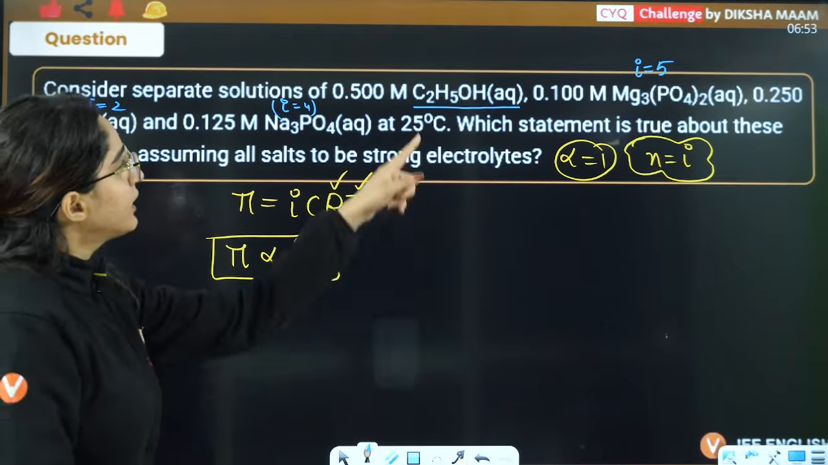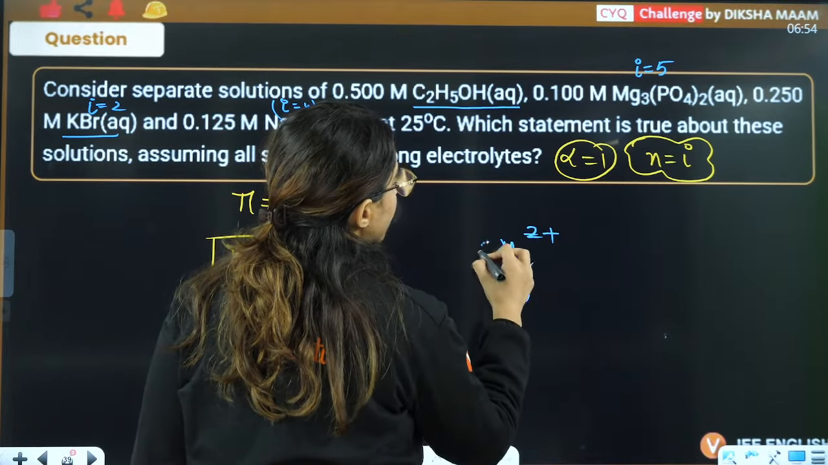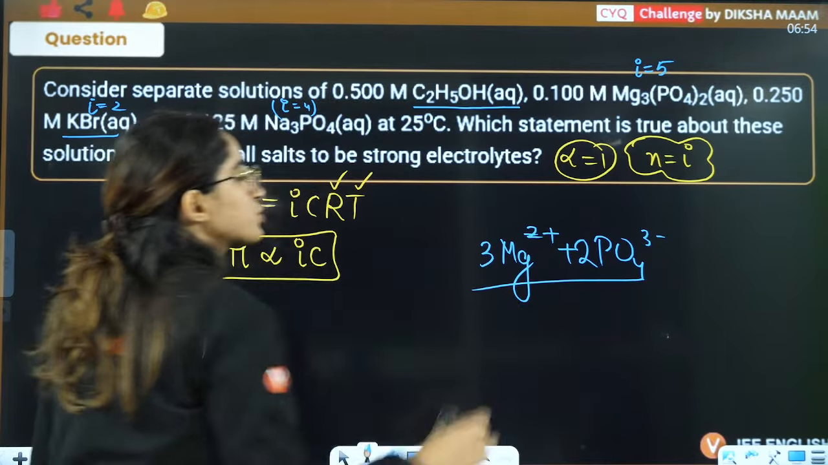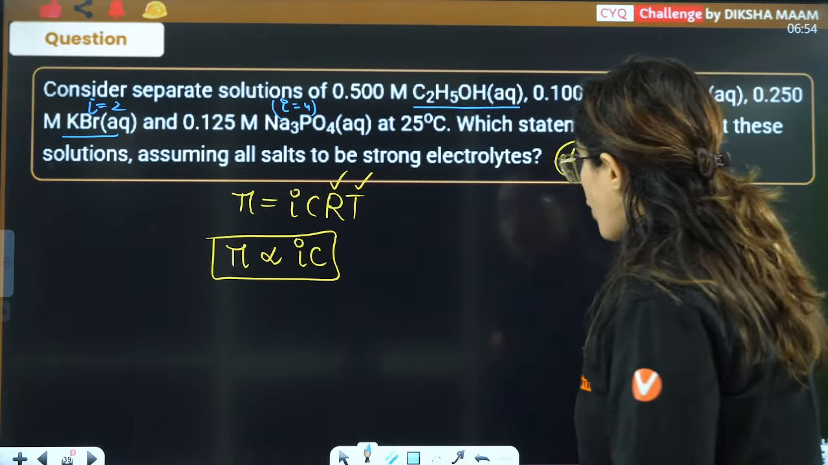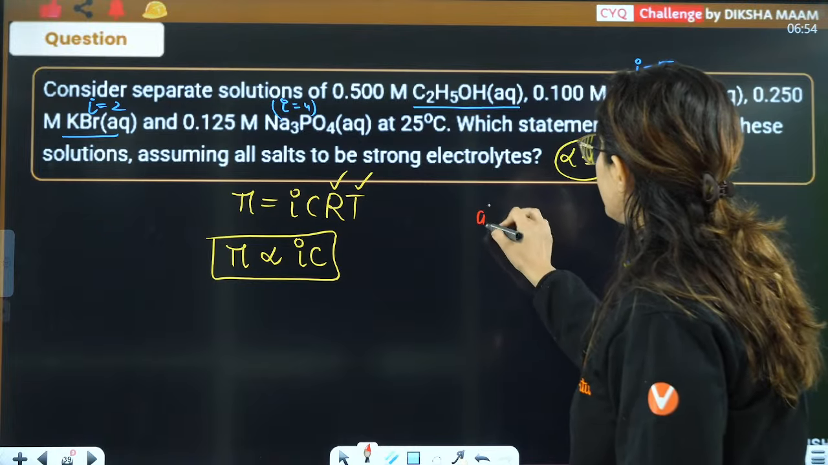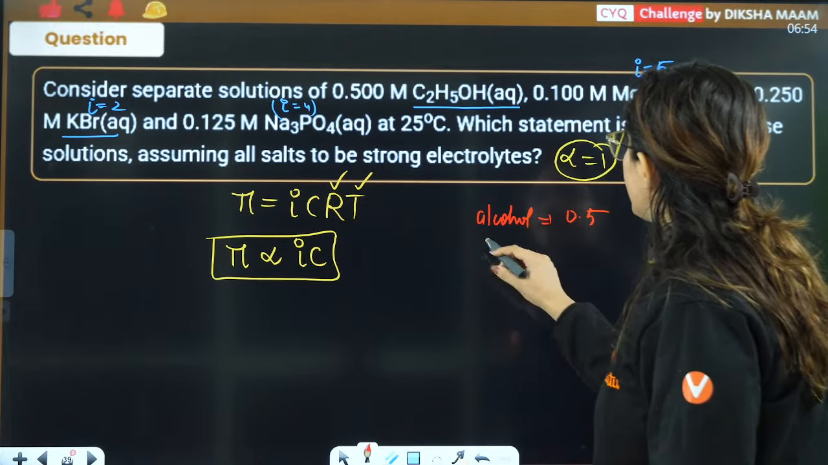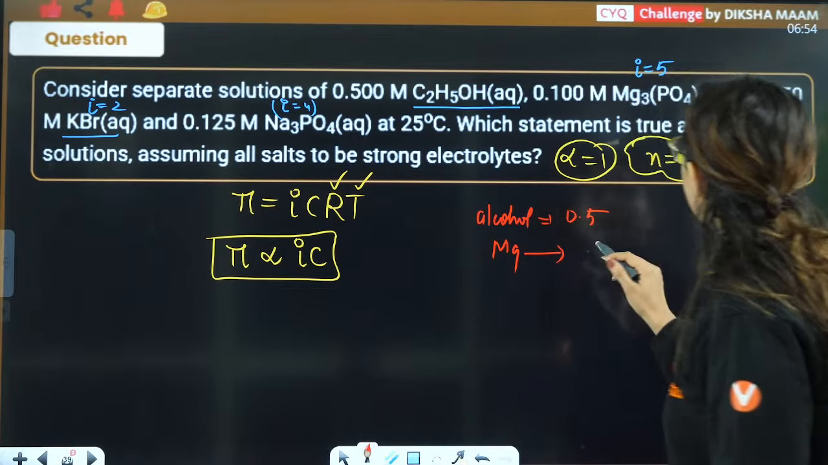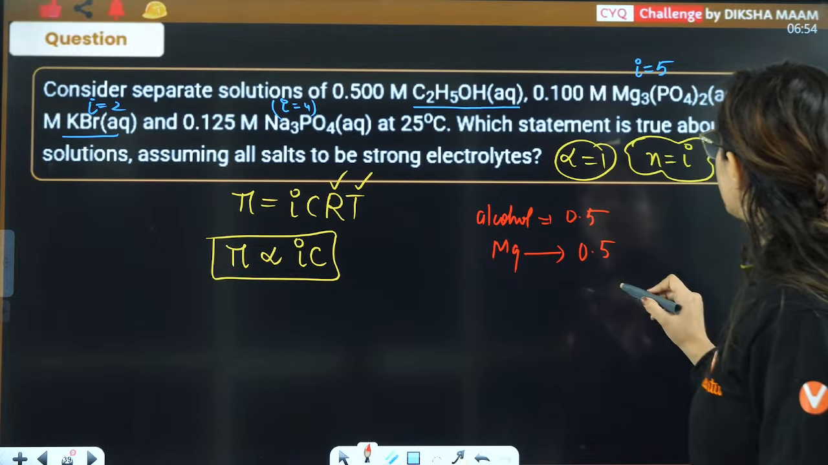Right? Similarly here it was Mg 2 positive, that is 3, and this is PO4 3 negative, and how much amount? 2. So 3 plus 2 is 5. And here multiply this with the concentration. So for the alcohol, calculated it is 0.5. For Mg3(PO4)2, it will be 5 into this, so it will be 0.5, right?